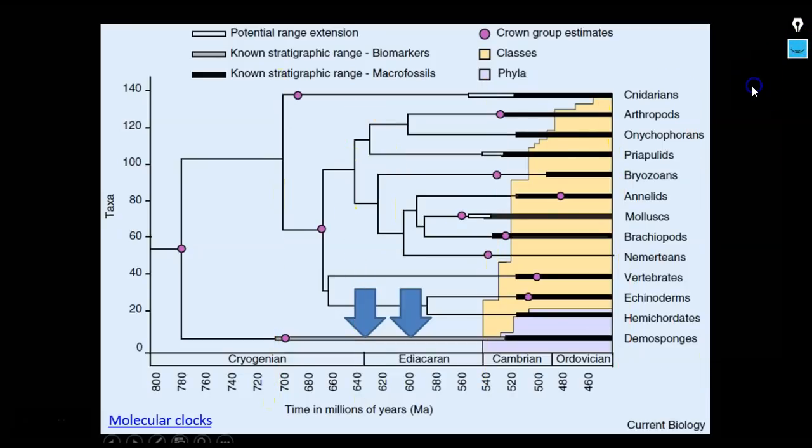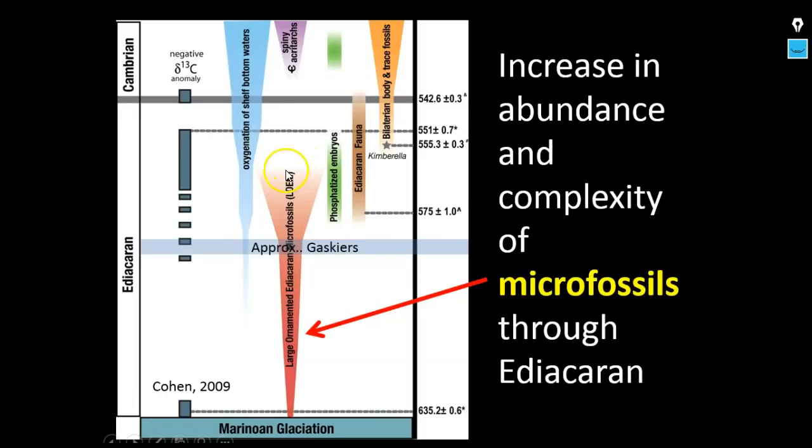Let's jump forwards. Here is what's happening during the Ediacaran. We're going to talk about this interval after the Gaskiers, so roughly around 580. But I want to note that although stuff gets really cool after this, stuff's happening during this entire interval. It's actually happening all through the Cryogenian as well. So what's happening? Well, nothing you'd want to scuba dive with. But if you look at microfossils, as a micropaleontologist would, you're going to see a steady increase in not only the abundance of microfossils, but importantly, the complexity. They start getting cooler as you go on.